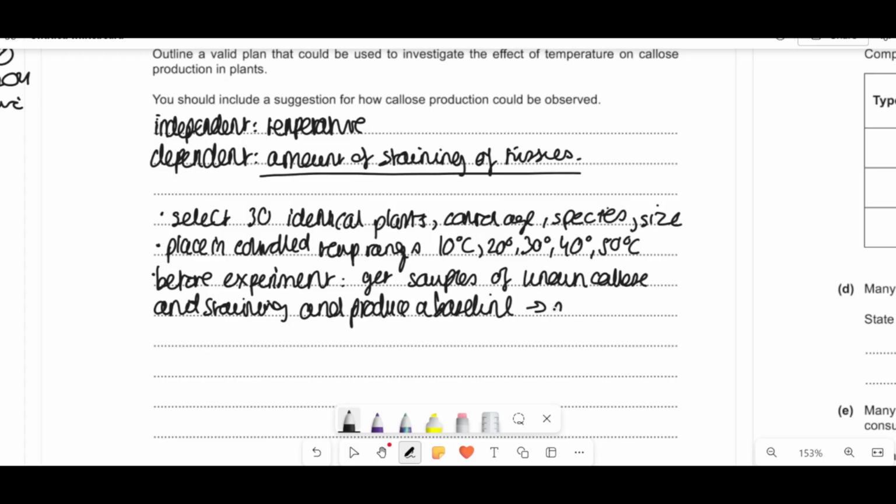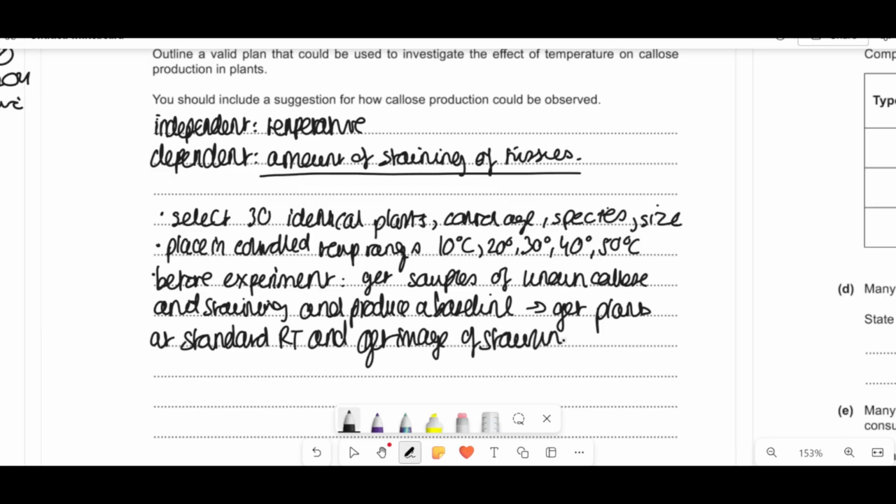What you could do is get plants at standard temperature, like room temperature, and get an image of the amount of staining there, because then that can be a reference point. Alternatively, you could make a scale. Here you've got this picture, whatever color it might be, this amount of purple. It's either dark or dimmer, and we're going to compare what we do to see if it's darker or dimmer.